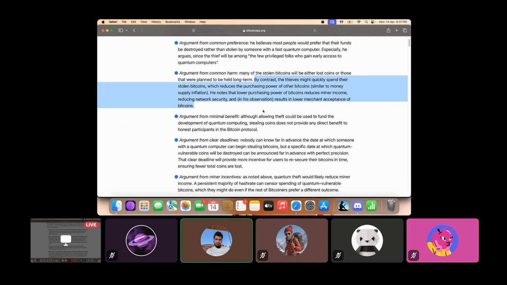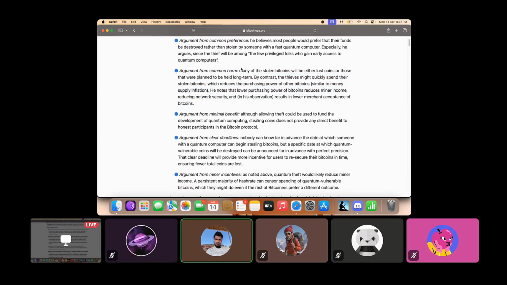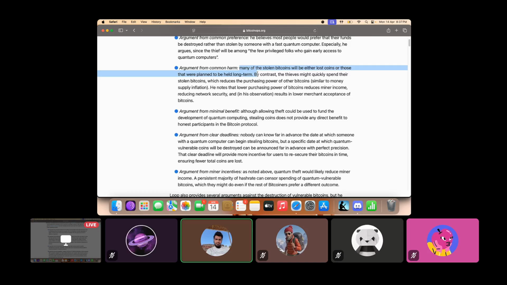Okay, yeah, all right, but that's his argument. Let's just read it once again. Many of the stolen bitcoins will be either lost coins or those that were planned to be held long term. By contrast, the thieves might quickly spend their stolen bitcoins, which reduces the purchasing power of other bitcoins, similar to money supply inflation. He notes that lower purchasing power of bitcoins reduces miner income, reducing network security, and in his observation results in lower merchant acceptance of bitcoins. I think this is going to an absolute extreme.